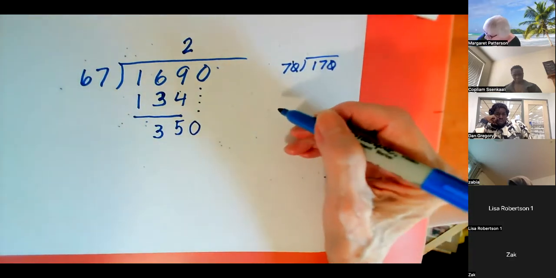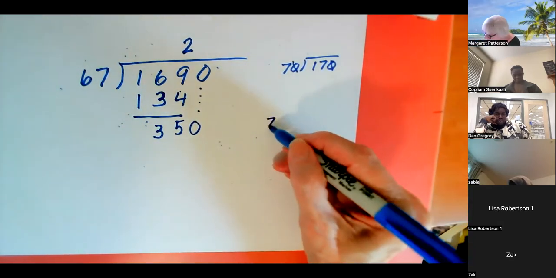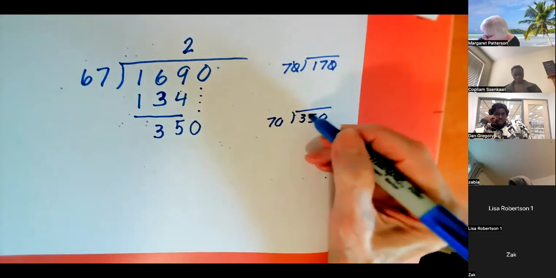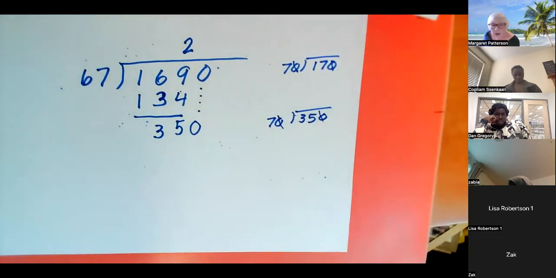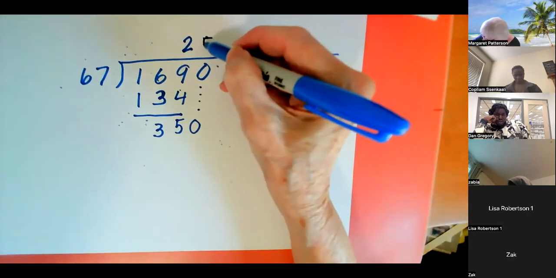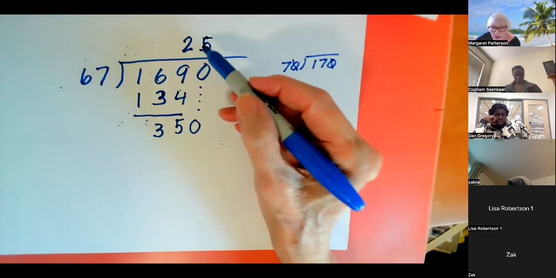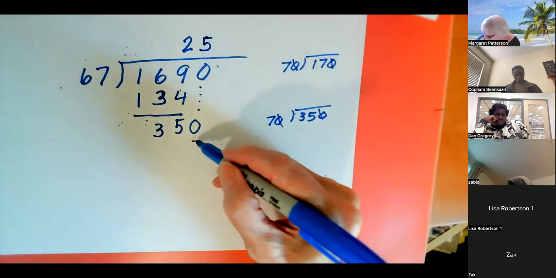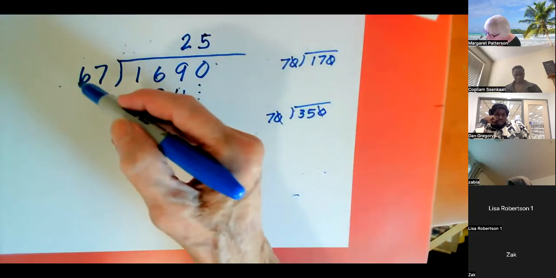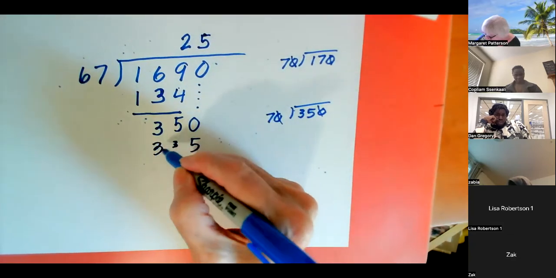Again, I'm going to do rounding: 70 into 350. So it's roughly 7 into 35, which is 5. Now we're going to properly multiply. 5 times 7 is 35, carry a 3. 5 times 6 is 30. This would be 33.